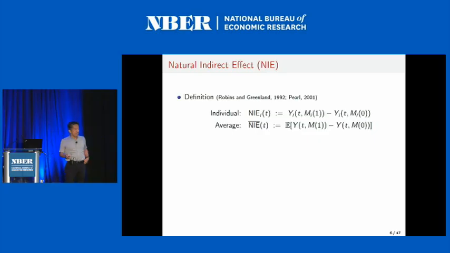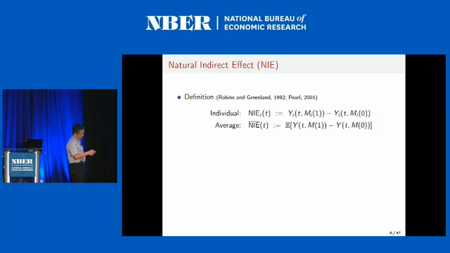Okay, next is the natural indirect effect. This contrasts with the controlled direct effect. Natural indirect effect is a little bit more complicated. So here, this is the indirect effect, the path going from the treatment to the mediator to the outcome. Here we are holding the treatment constant at t, but changing the mediator from the value that would be realized under the control condition to the value that would be realized under the treatment condition. So this basically represents the mediator change induced by the treatment.